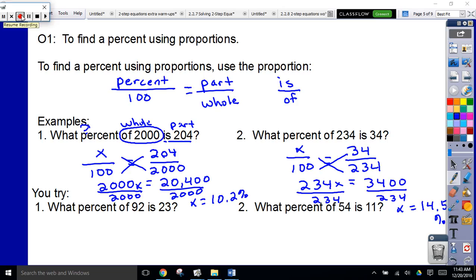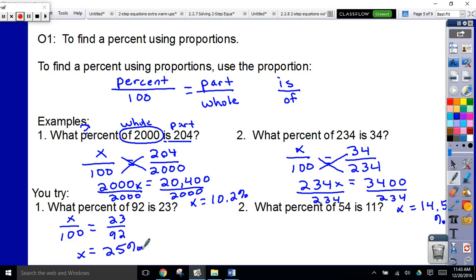Okay, Angelina, could you tell us how to set up the proportion for the first one? X over 100 equals 20 over 92. Good. And do you have an answer? Anyone have an answer for that one? Emma? 25. Good. So you get an answer of 25%.